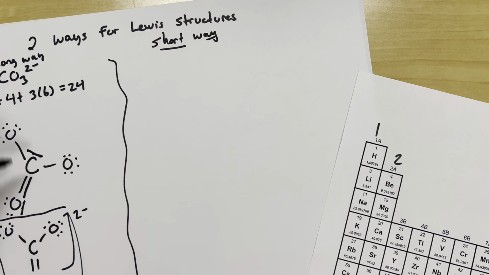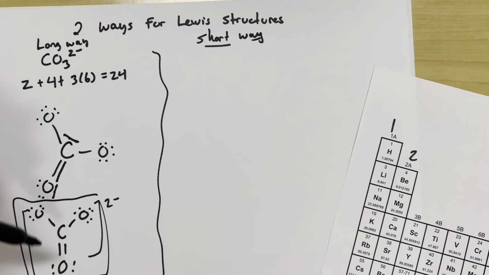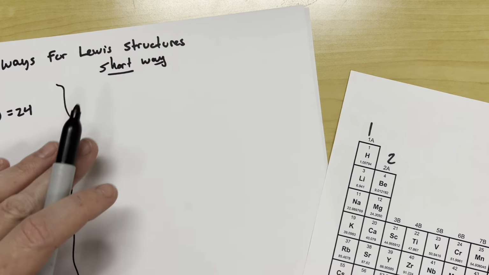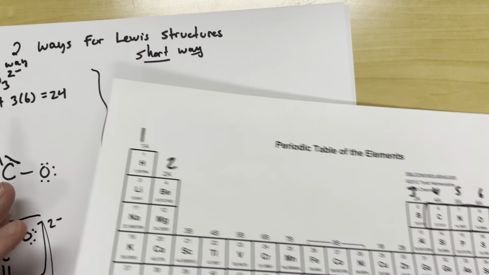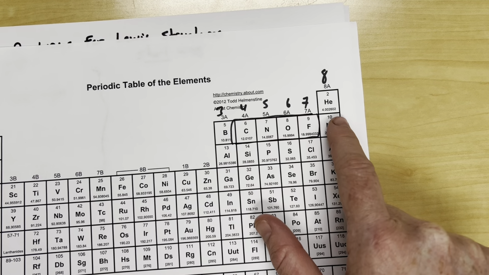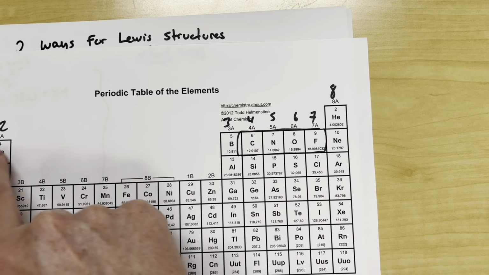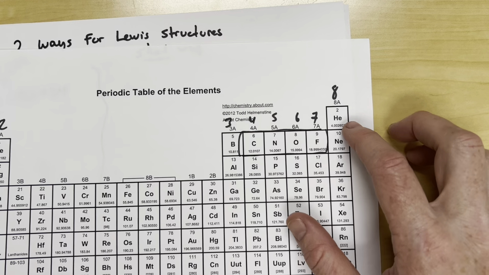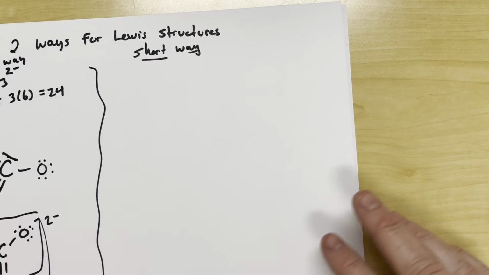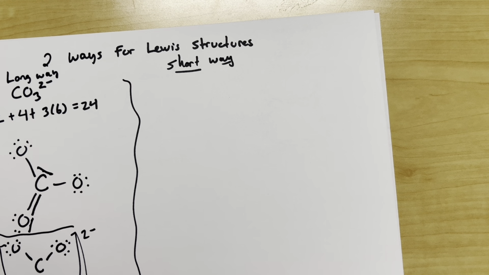The long way works pretty much every single time. Okay, the short way doesn't always work, and the reason it doesn't always work is for things in the 3rd or below the 3rd row. So if you're in the 1st or 2nd row, oftentimes the short way will not work. You just have to make sure that things don't break the octet. So let's do this. Ready?